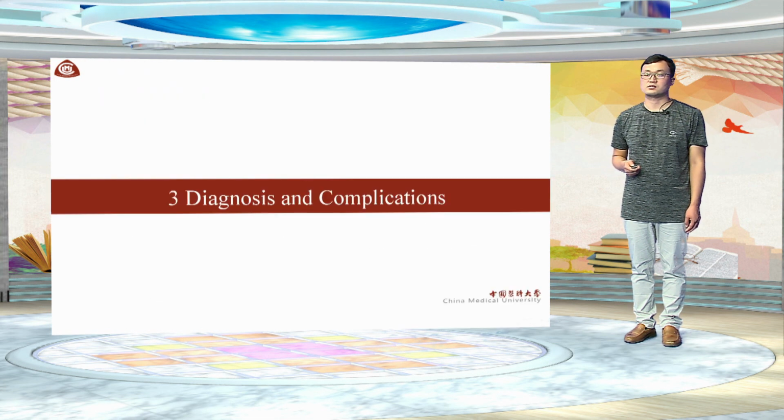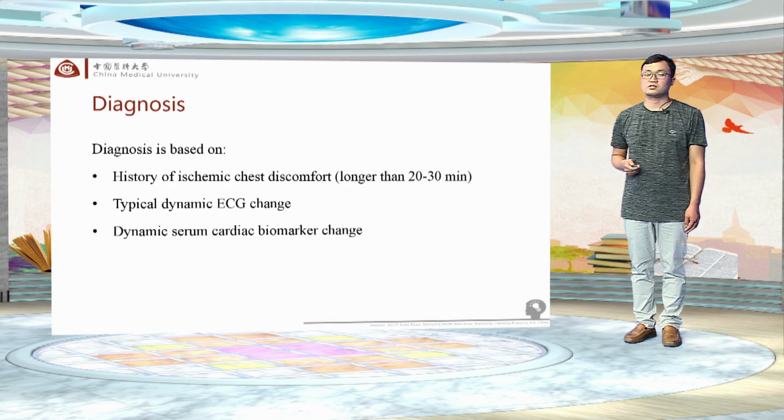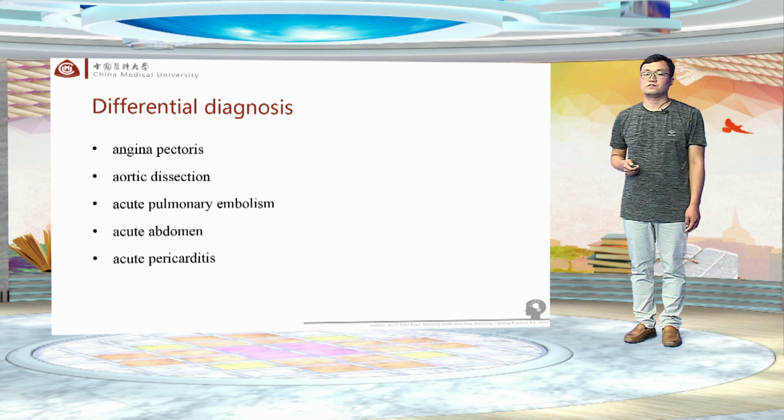Part 3, diagnosis and complication. The diagnosis of acute myocardial infarction is based on the classic history of ischemic chest pain, the typical dynamic ECG change, and the dynamic cardiac biomarkers. The differential diagnosis includes angina pectoris, aortic dissection, acute pulmonary embolism, acute abdomen, and acute pericarditis.